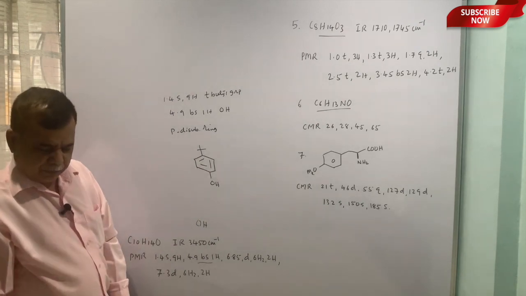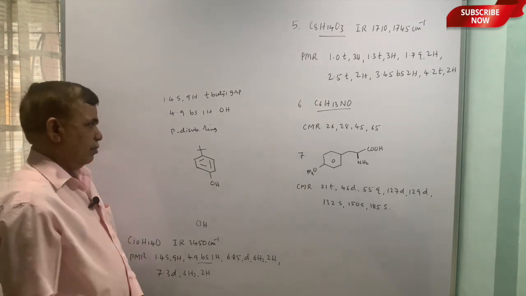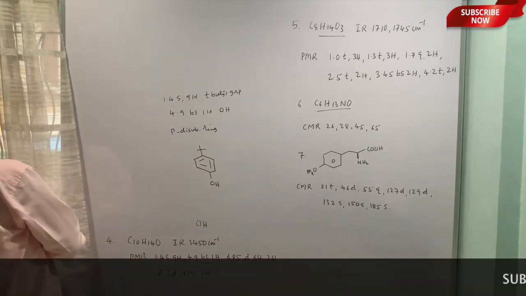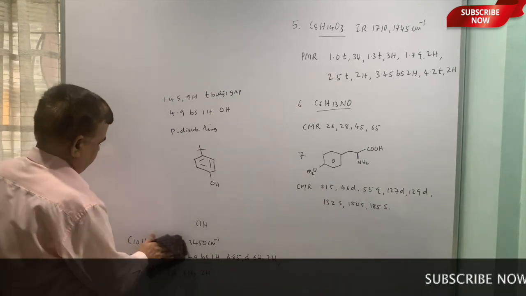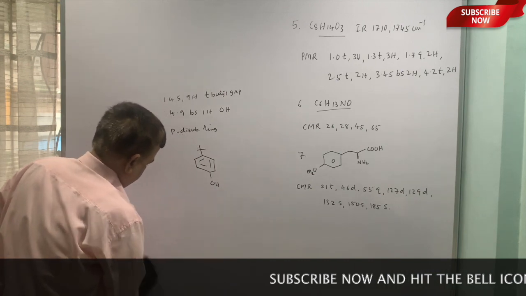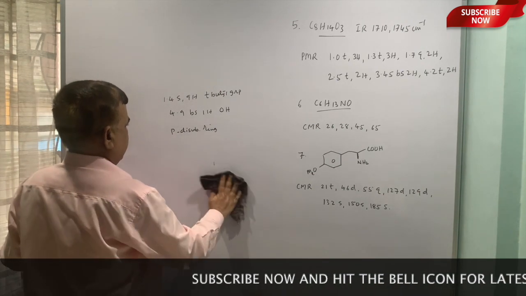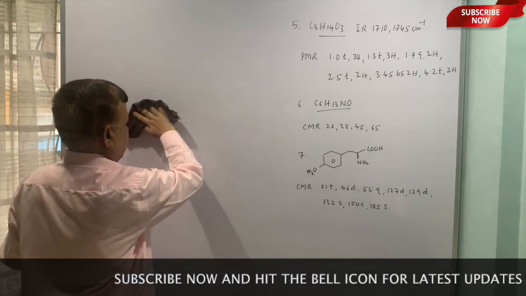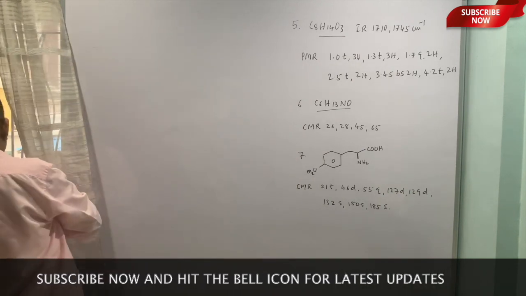That is how the proton assignment should be. So it is 4-hydroxy tertiary butyl benzene, or 4-tertiary butyl phenol. Okay.